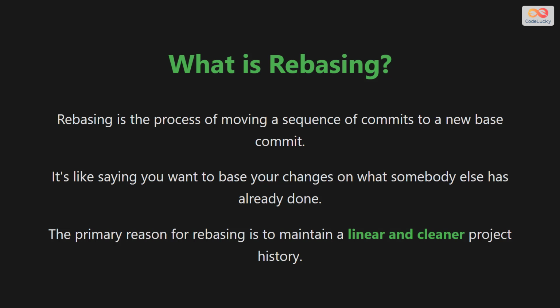So, what exactly is rebasing? It is the process of moving a sequence of commits to a new base commit. Think of it as telling Git to take your changes and apply them on top of the latest updates from another branch. The main goal here is to maintain a linear and cleaner project history, making it easier to follow the evolution of your project.